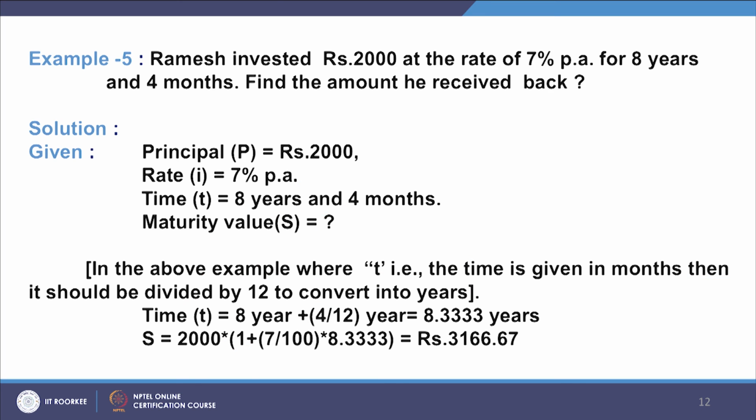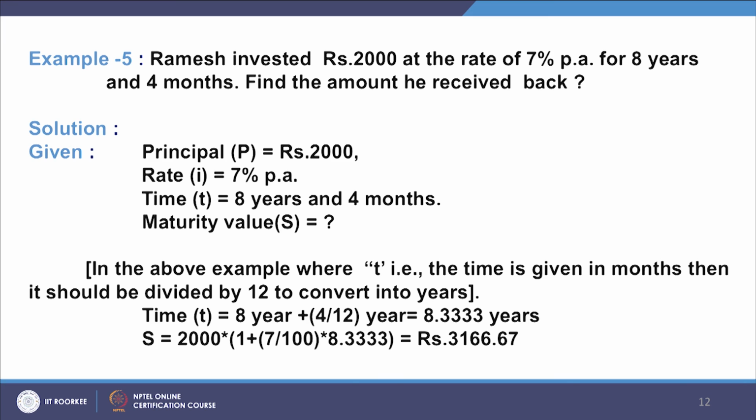Let us take some examples. Ramesh invested rupees 2000 at the rate of 7% per annum for 8 years and 4 months. Find the amount he received back. So, my principal amount is rupees 2000, rate is 7% per annum, time t is 8 years and 4 months, and maturity value is required. In the above example, t, the time, is given in months, so it should be divided by 12 to convert it into years.